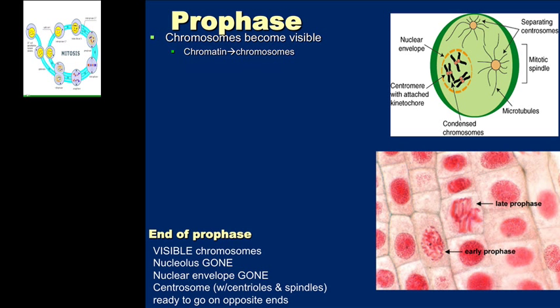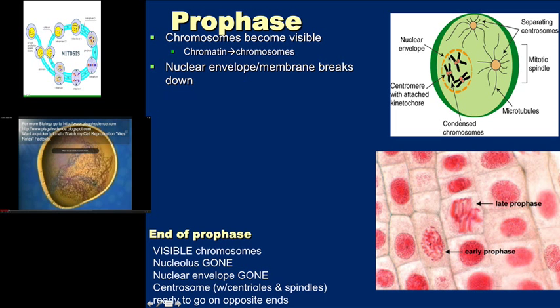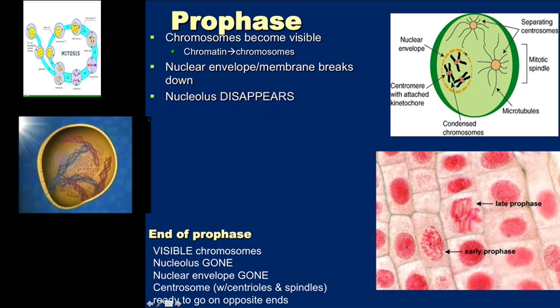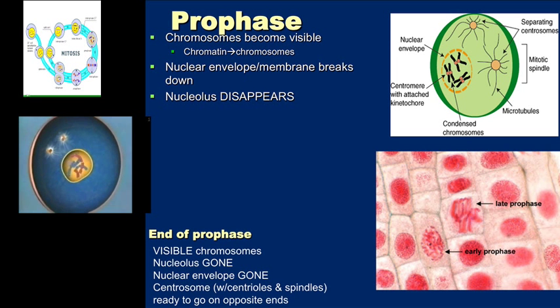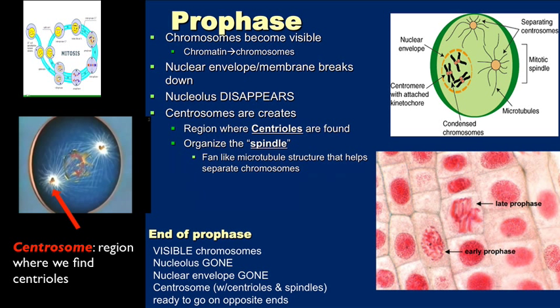So chromatin becomes chromosomes, the nuclear envelope will start to break down, that's represented over here by these broken down orange lines. The nucleolus will actually completely disappear, so we won't see that anymore, and then we're going to see our centrioles start to move to opposite ends of what we would say would be the nucleus if it were still there, but also opposite ends of the cell. When these centrioles are moving to opposite ends, we call the region where we find the centrioles a centrosome, and that's pretty important to know because we can use either word.